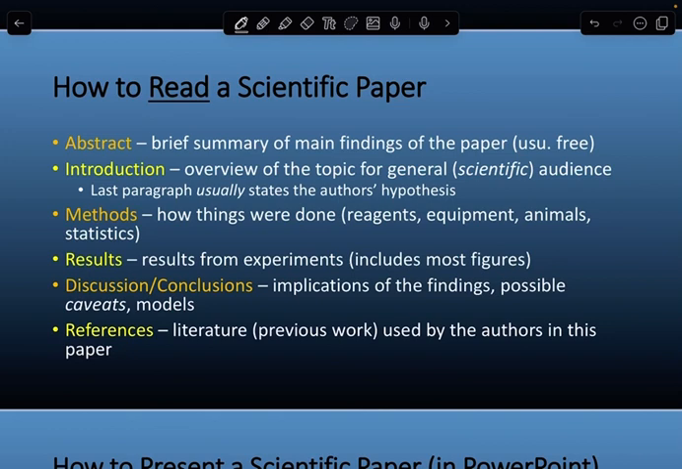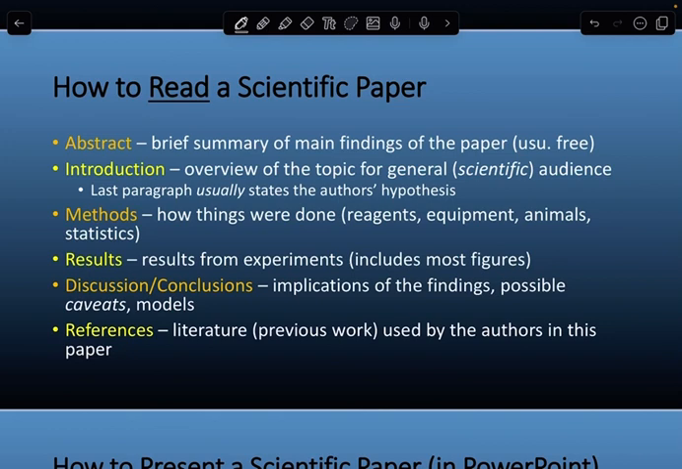Generally, somewhere in the last paragraph is the author's hypothesis. So when you get to the end, the last paragraph of the introduction, they'll say something like, therefore, we believe that the tip of a corn shoot is responsible for phototropism, and we're going to test that by covering it up, kind of thing. So usually you get to the hypothesis right when they're transitioning into the methods section. Methods is very specifically how we did this.